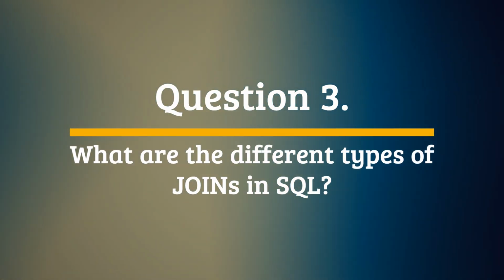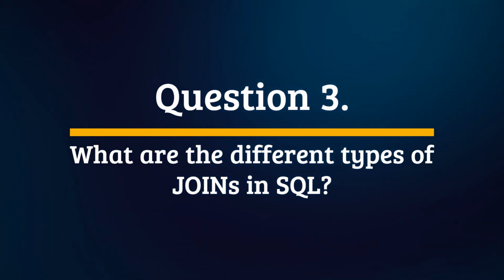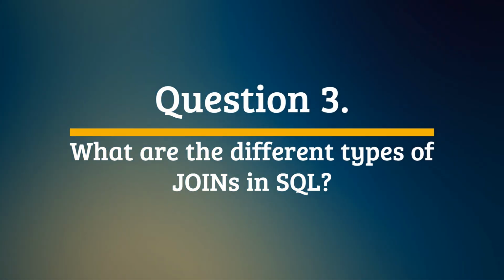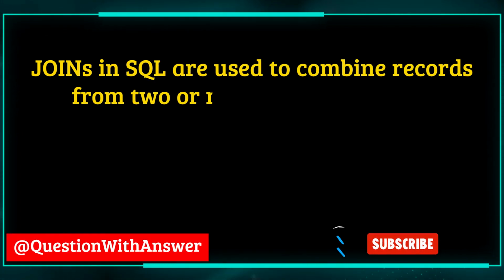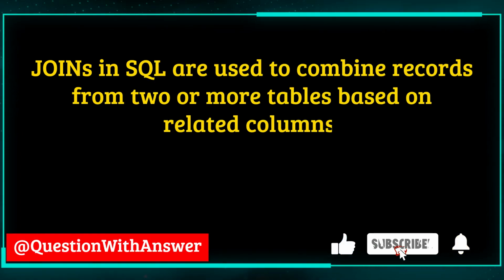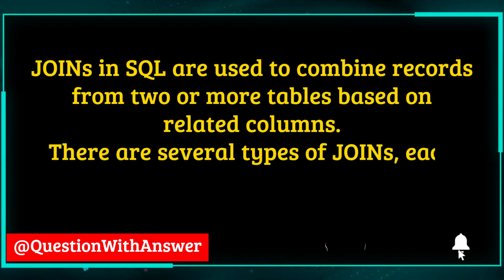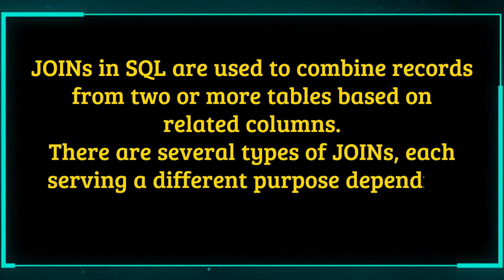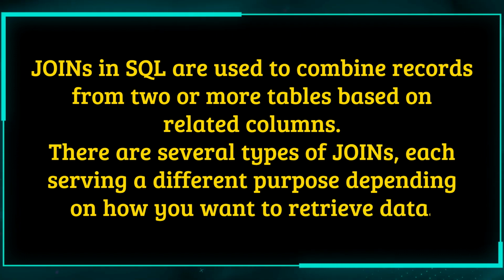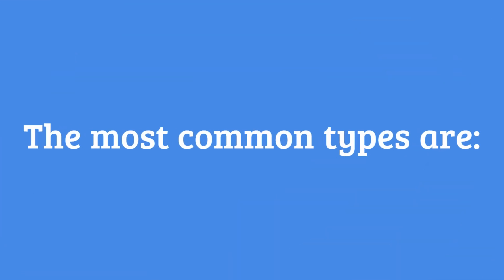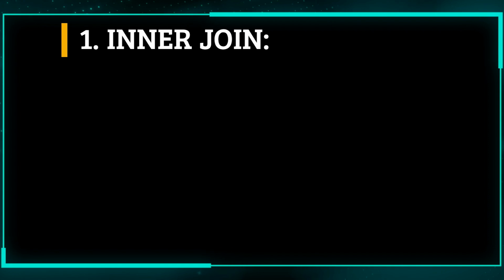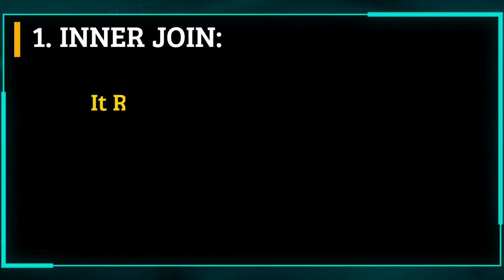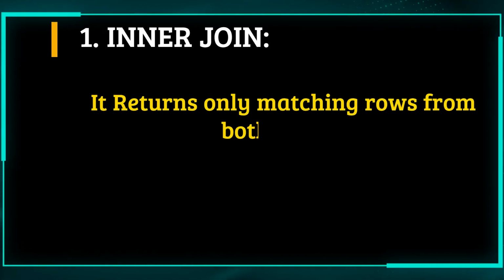Question 3. What are the different types of joins in SQL? Answer. Joins in SQL are used to combine records from two or more tables based on related columns. There are several types of joins, each serving a different purpose depending on how you want to retrieve data. The most common types are: 1. Inner join. It returns only matching rows from both tables.